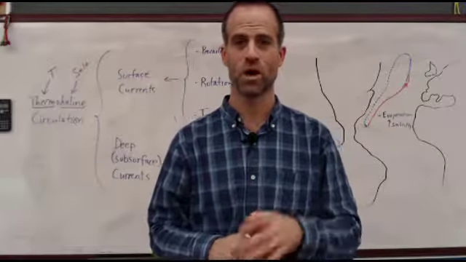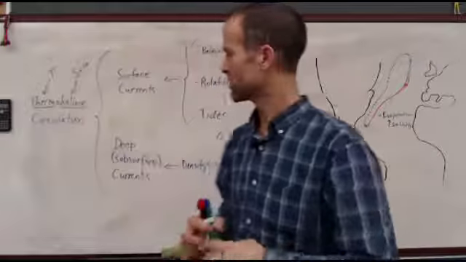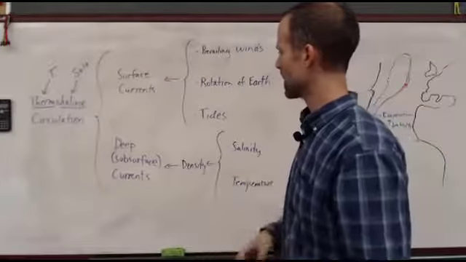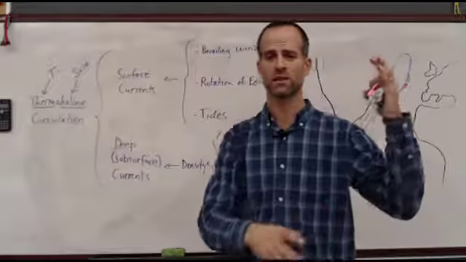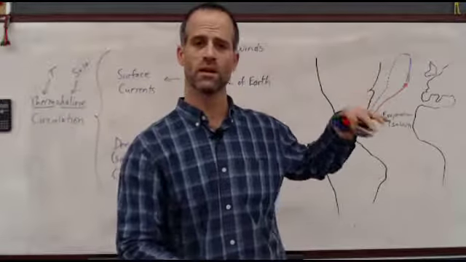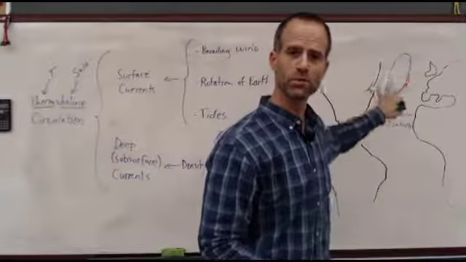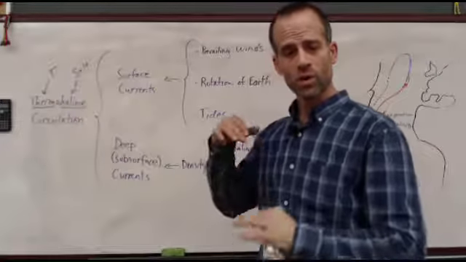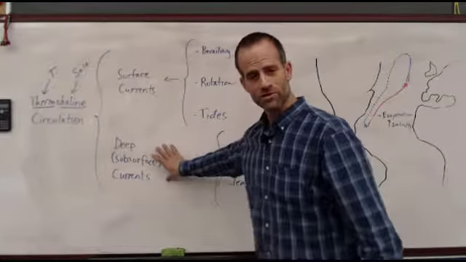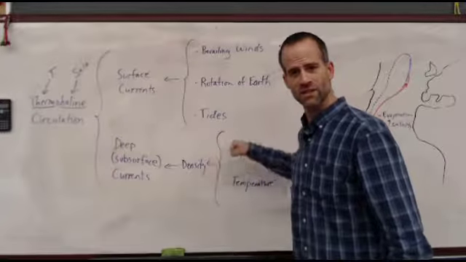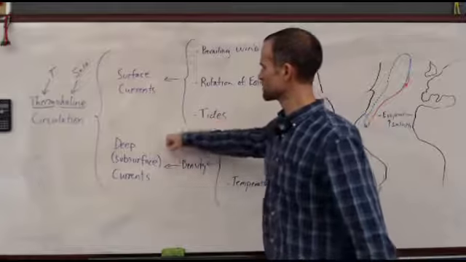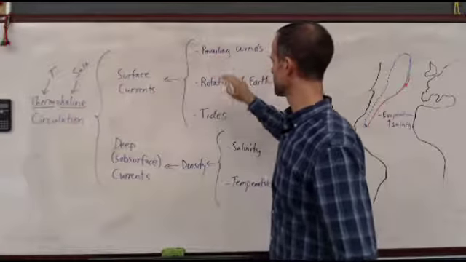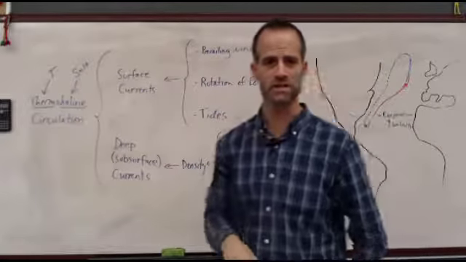See you later. Oh, wait, the recap. So as a quick recap, thermohaline circulation circulates the ocean water pretty much around the globe. I am only showing you one part. We have deep currents, which are caused by differences in density, which is salinity and temperature. We have surface currents, which are influenced by prevailing winds, rotation of the earth, and tides.